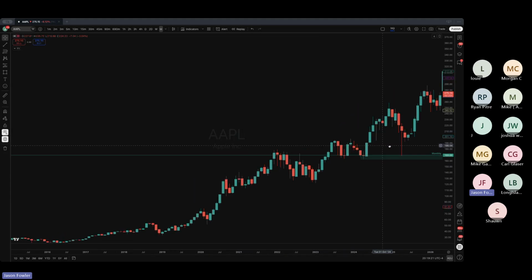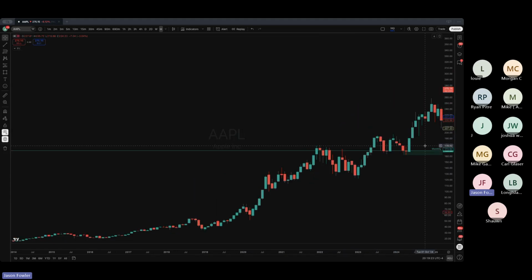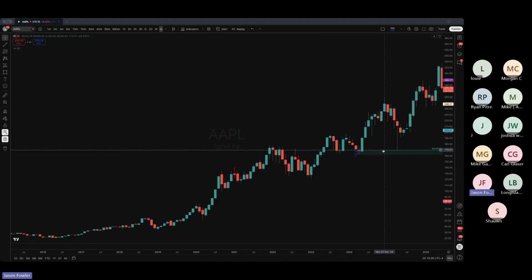Okay. And at this time, when this zone formed, we didn't know that it would come back and bounce, and it did perfectly, which is a good example of how these zones work. Okay, does that make sense to everyone? Drop base rally. Everyone got that one? Yeah. Thank you.